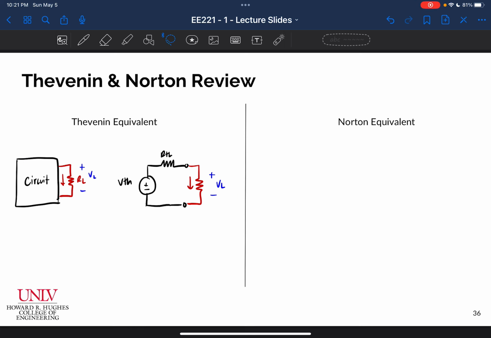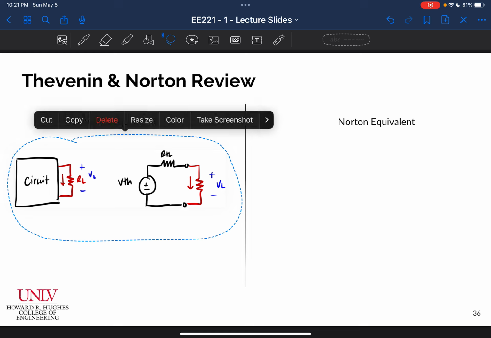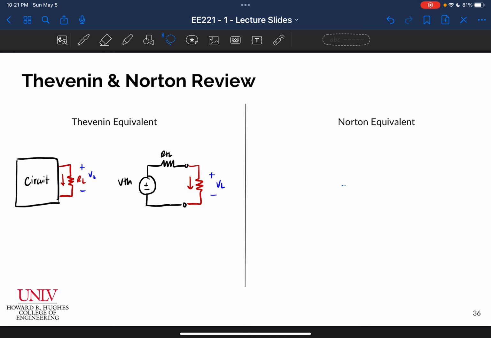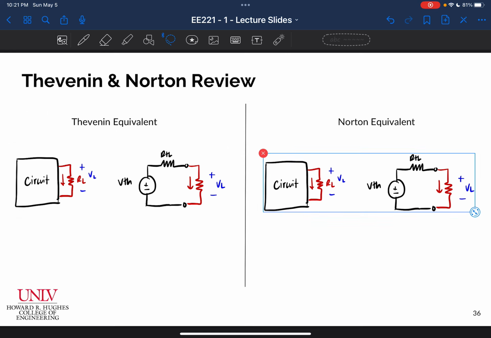What is the Norton equivalent? Well, it's basically the exact same thing, so let's go ahead and draw this same exact thing. Copy it over to the other side. So again, I have some circuit with a load resistance, and I have some load voltage across it and some current flowing through it. Again, this is any combination of sources and resistors, really any combination of linear components.